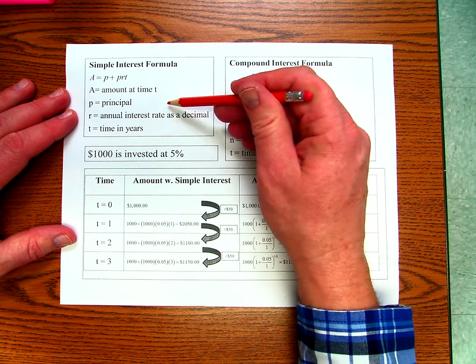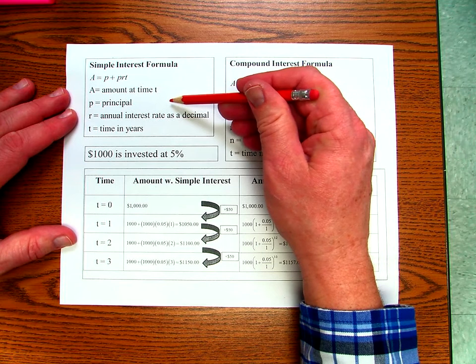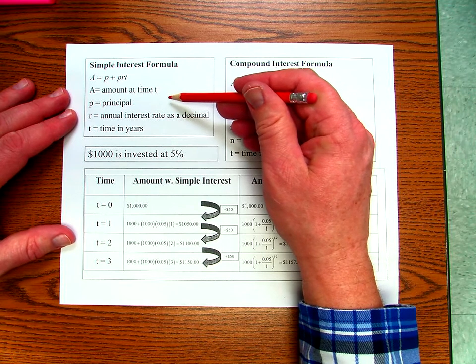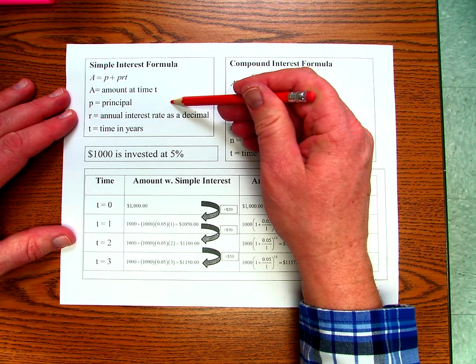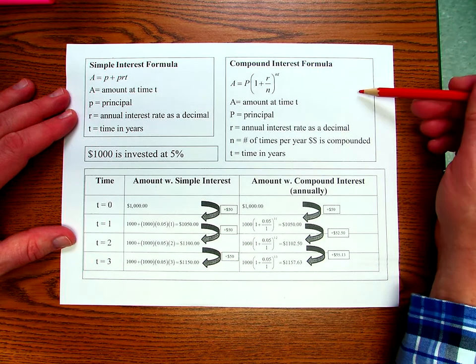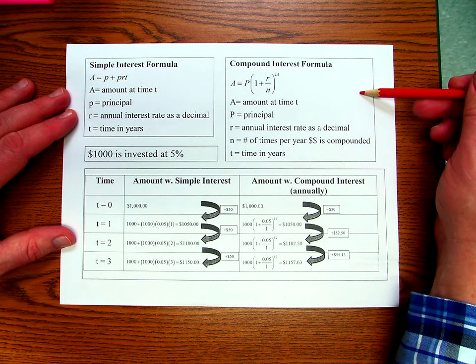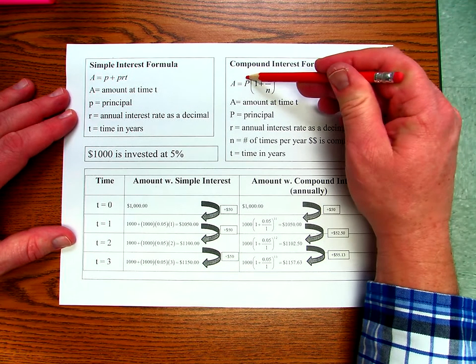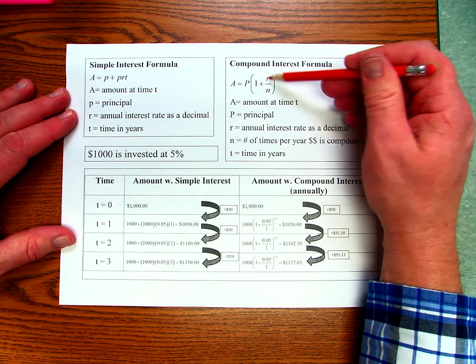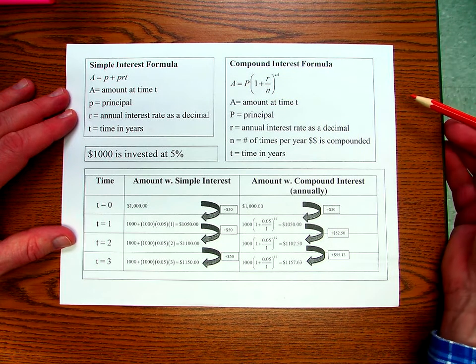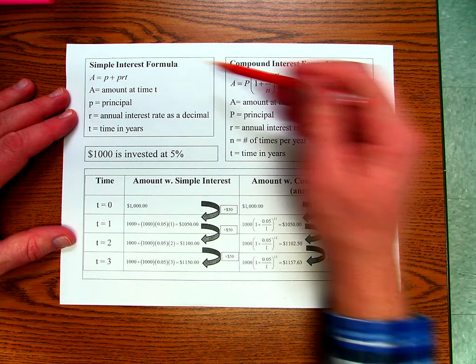Now, simple interest in the real world of finance really doesn't exist. Any interest that you're going to have is going to be some version of compound interest. Okay, now compound interest, our formula is A is equal to P, and then in parentheses 1 plus R over N, to the NT. The A is the same A as it was there.